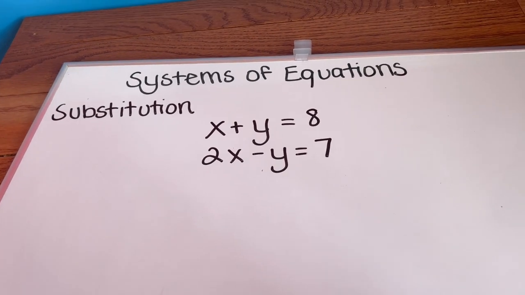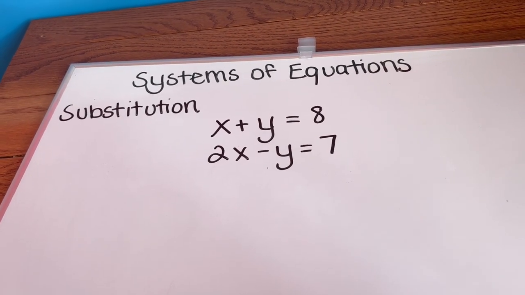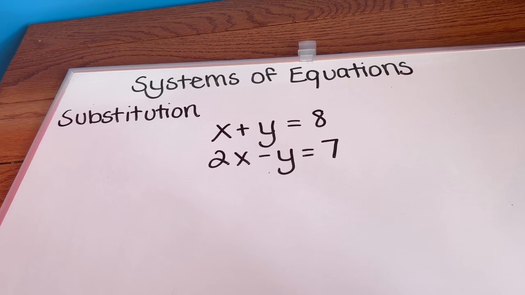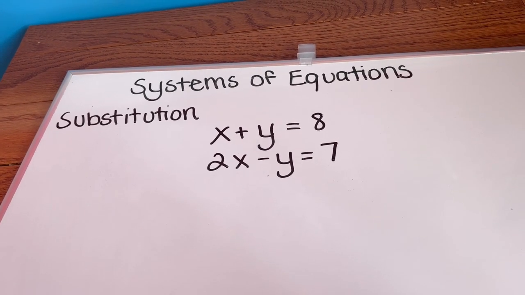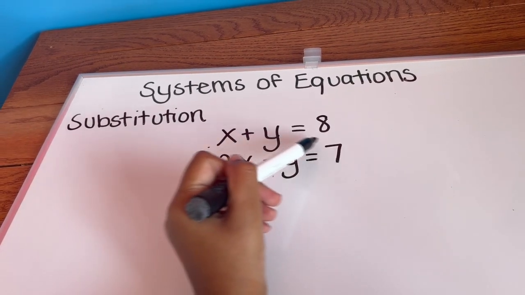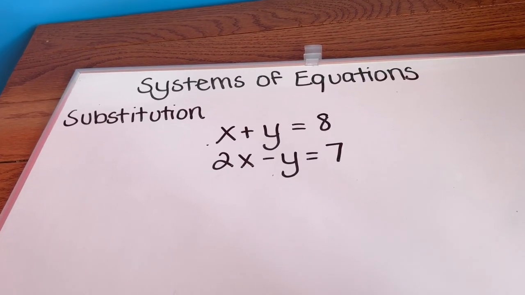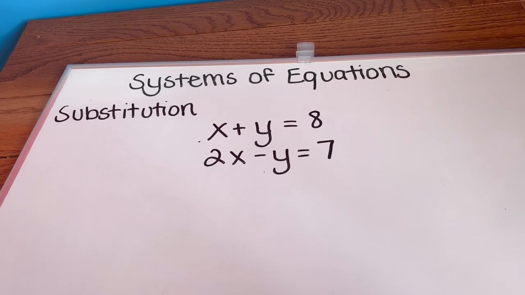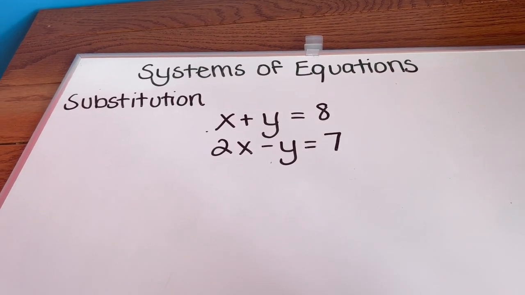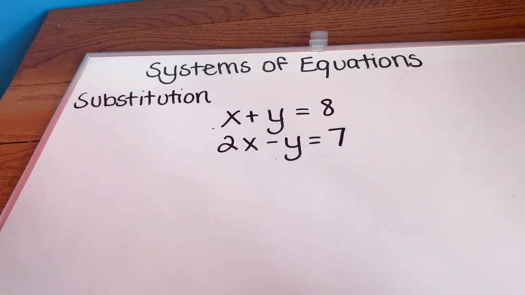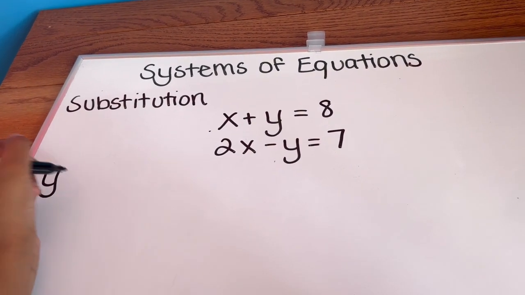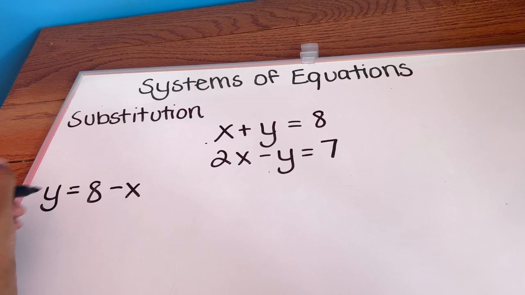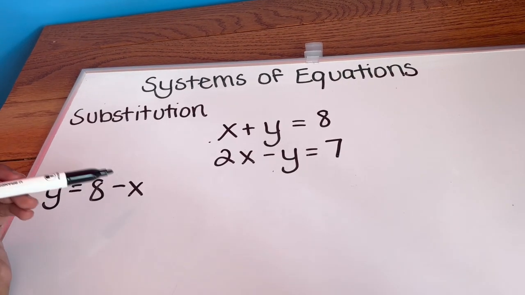So first we're going to start off with substitution. And we have two equations here, x plus y equals 8 and 2x minus y equals 7. So we're going to take this first equation and we're either going to solve for x or solve for y. You could do either x or y and you'll still get the same answer at the end, but right now I'm personally going to solve for y. So we have y equals 8 minus x. So we bring the y by itself and move the x over.